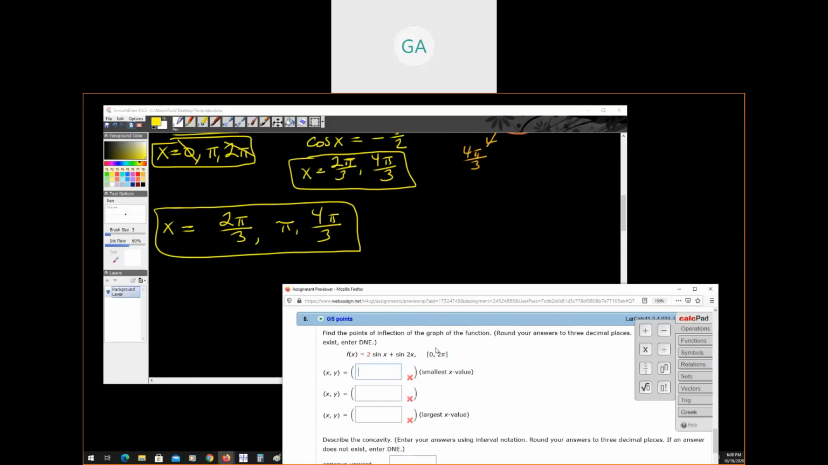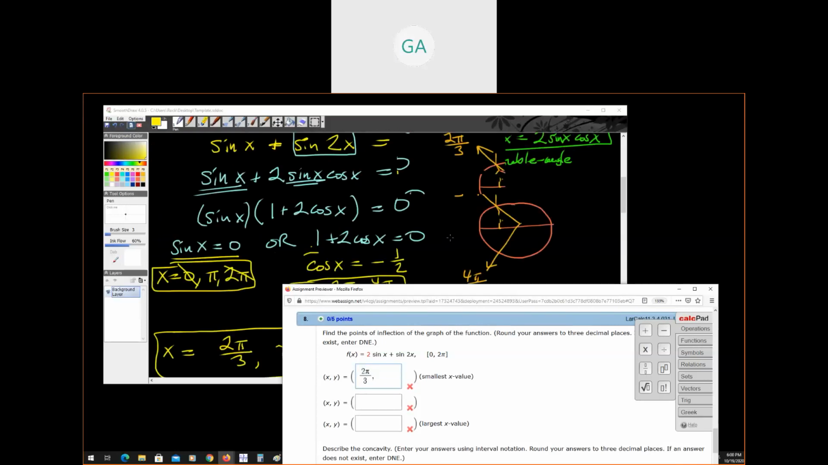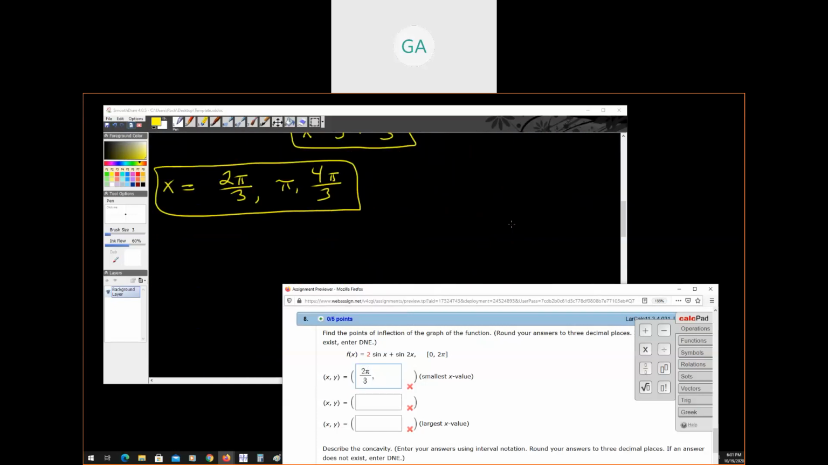So we get 2 pi over 3 for x, and then y would be, let's see, 4 times sine of 2 pi over 3. It's not as pleasant as I thought. Although I think you get the idea at this point, right? So these are the x's here, going from smallest to largest.